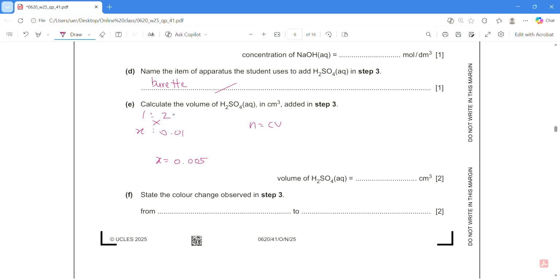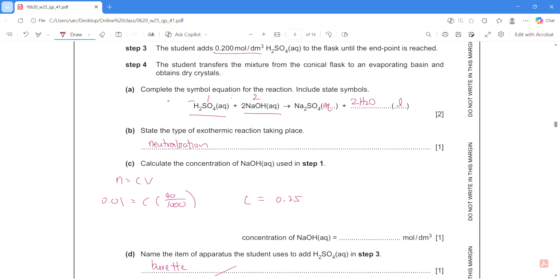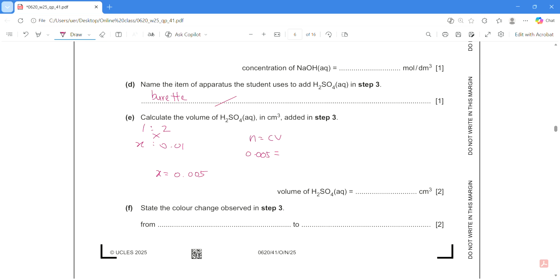But we haven't finished, because we need to look for volume. So again, n equals CV. The C is given, 0.2, times V. So from here you get V equals 0.025 dm cube. But they want the answer in cm cube, so we times 1000 and we get 25 cm cube. Done.